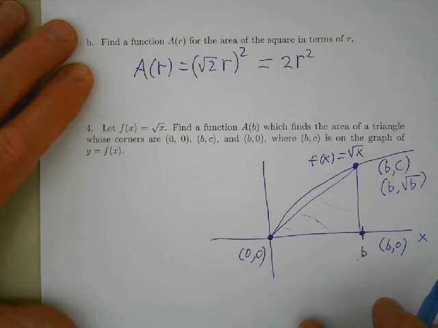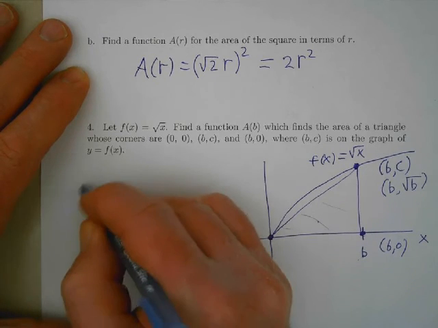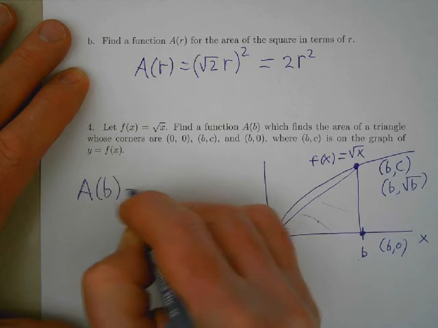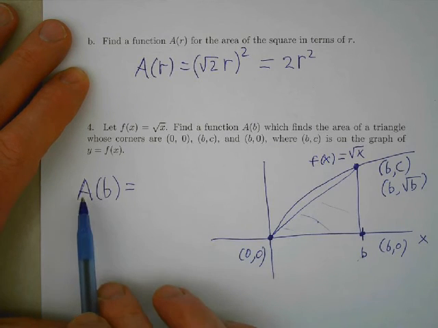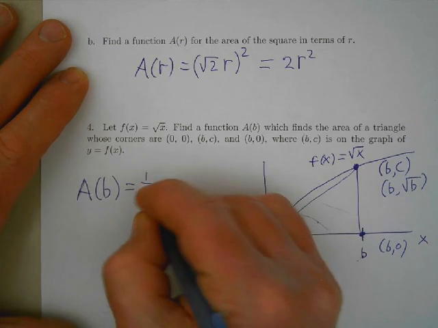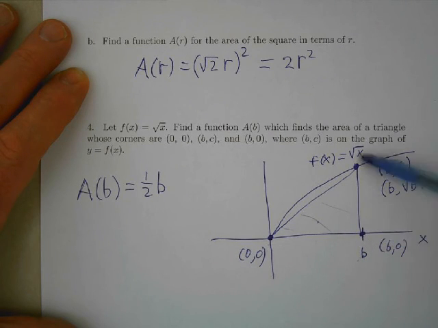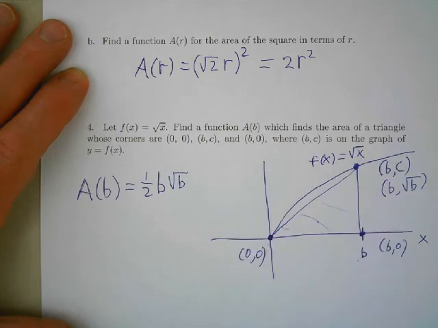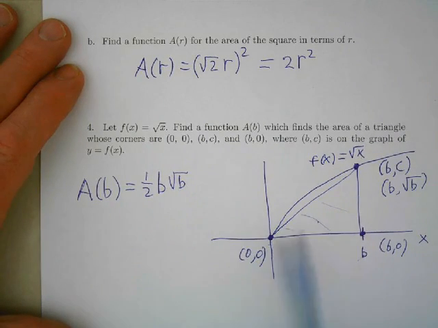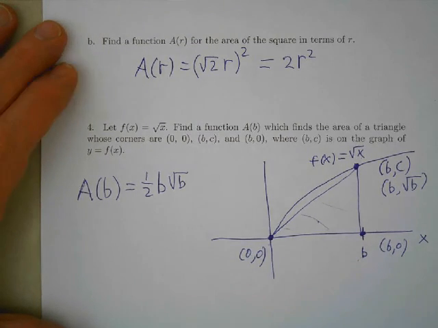Well, you'll remember that the area of a triangle is 1/2 base times the height, and so the base of this right triangle is length b, so the area is 1/2 the base, which is length b, times the height. The height of this right triangle is the square root of b. And we're finished. The area of that right triangle in terms of b is 1/2 b times the square root of b.